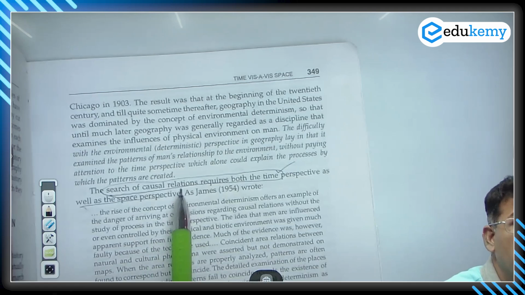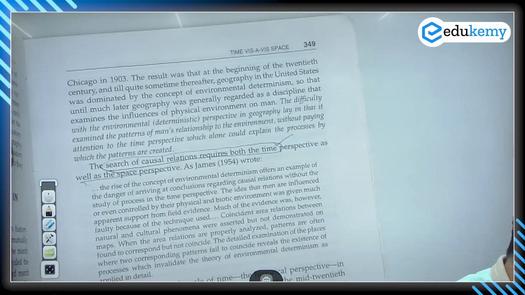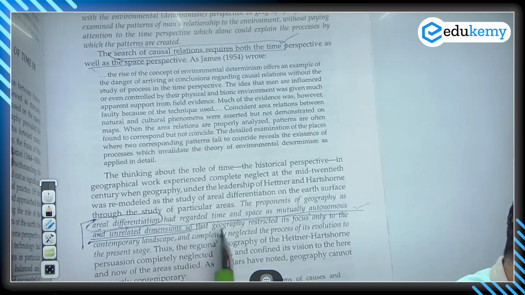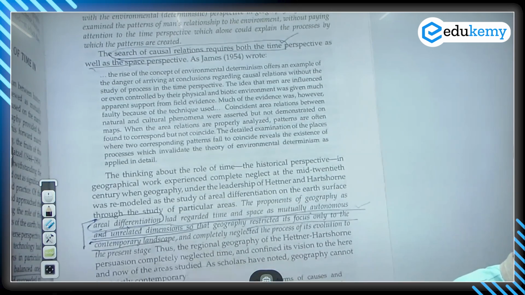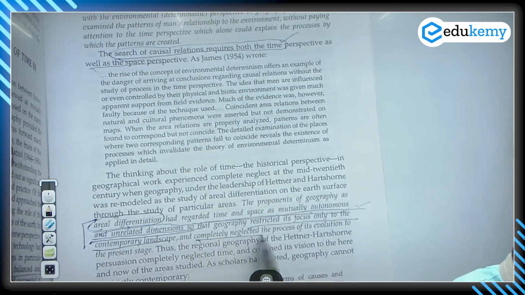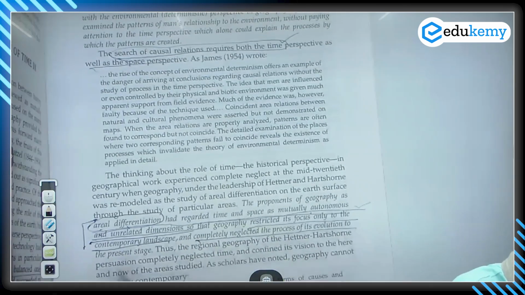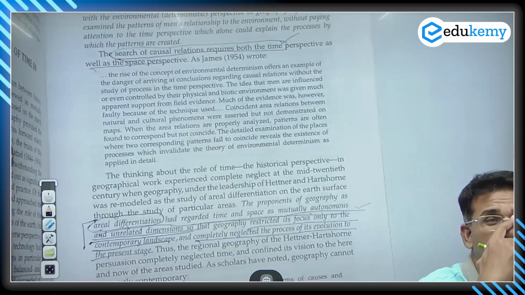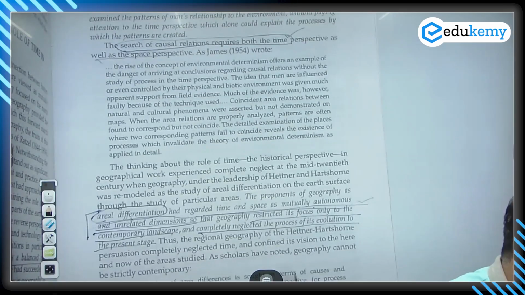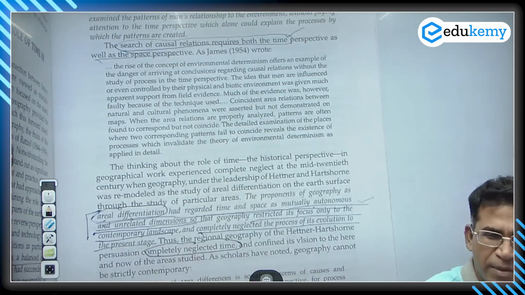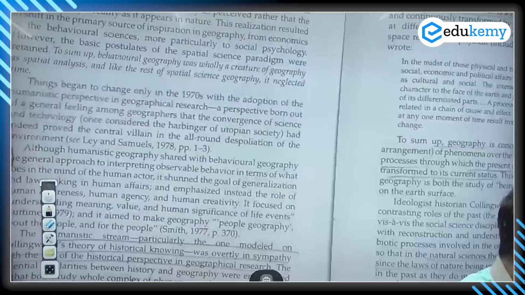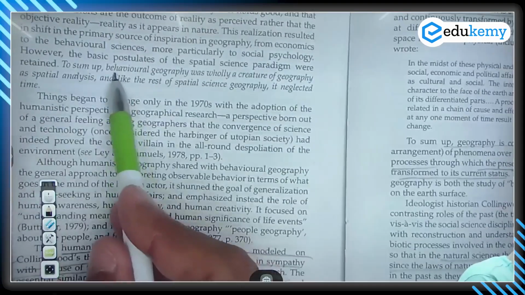But what happened was areal differentiation had regarded time and space as mutually autonomous and unrelated dimensions, so that geography restricted its focus only to the contemporary landscape and completely neglected the process of its evolution to the present stage. So in areal differentiation there is no role of time. Hettner and Hartshorne completely neglected time. Okay, I have got this written down for you. Then you have the humanistic approach, to sum up the behavioral geography.